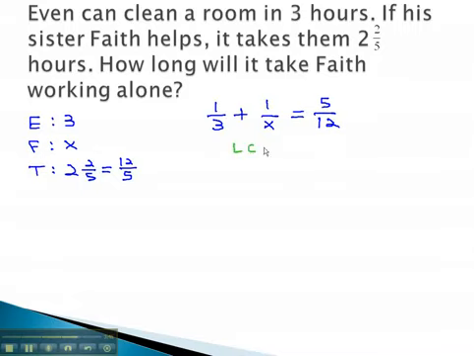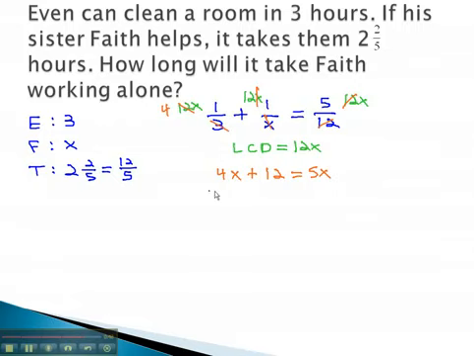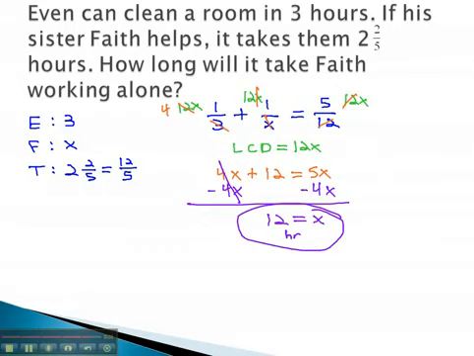Now we can solve by multiplying everything by the least common denominator, which will be 12x. Multiplying by 12x on each term, 12/3 reduces to 4. The x's divide out, and the 12's divide out, and we're left with 4x plus 12 equals 5x. We simply need to move the variables all to the same side by subtracting 4x, and we end up with 12 equals x. In other words, it will take Faith 12 hours working alone to get the job done.